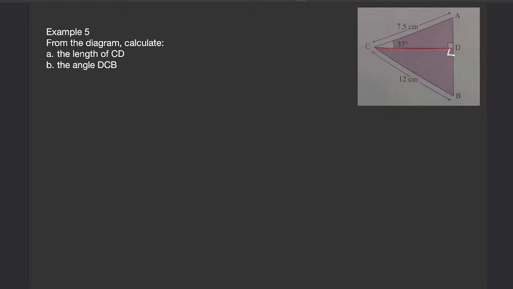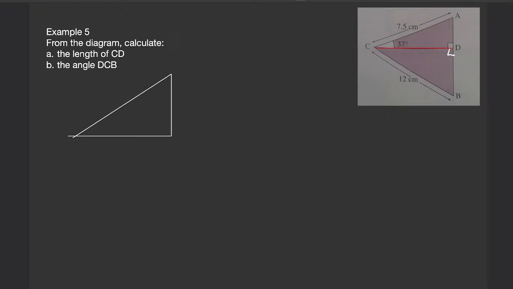Let me do this a little better. Right, thank you. Right, so we have our right angle here. No, this is too small. Let's get this bigger. Yeah, this is good for now.